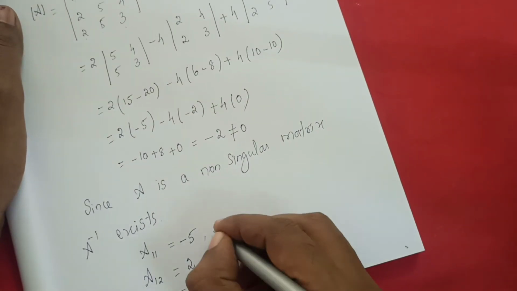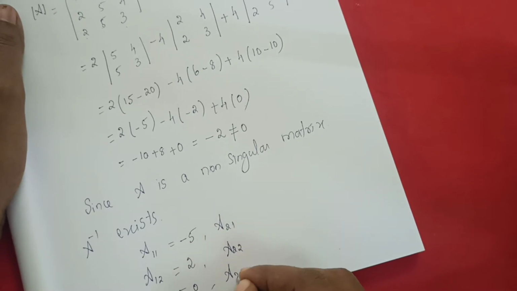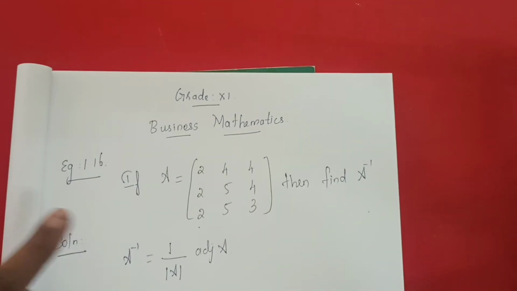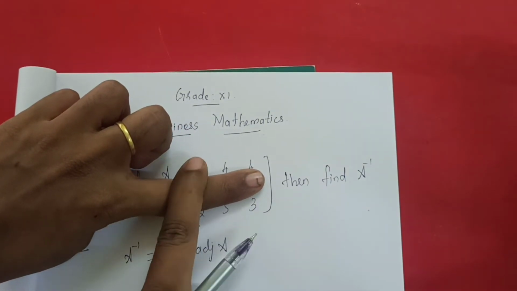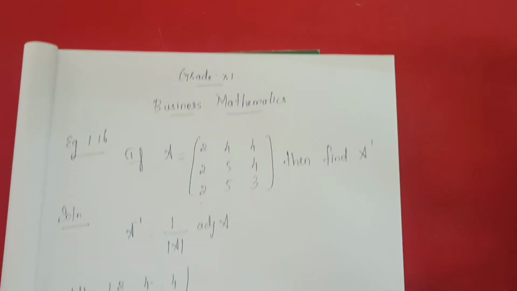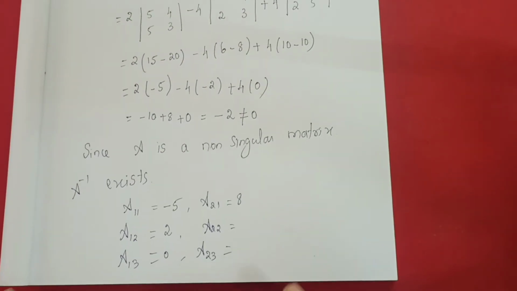Okay, then next one, A21, A22, A23. That's equal to A21. A21 means what will you do? Symbol is minus. Keep that symbol in mind. So this one and this one it will go. Is it right? So 4 into 3 is 12. 12 minus 20, that is minus 8. But the symbol is minus for that. So minus into minus is plus. That's 8. Okay. Next one.